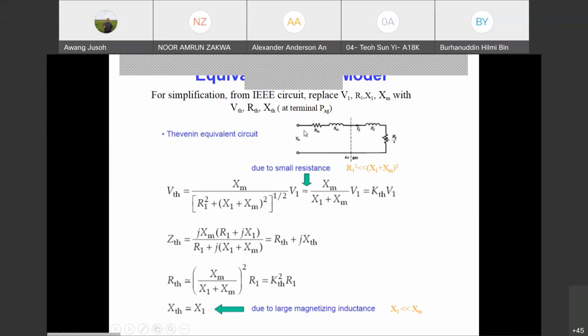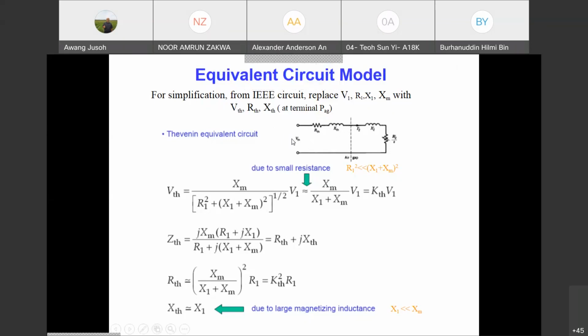Because efficiency needs P out over P in, where P in equals square root 3 V line I line, and I line equals I stator. So here you cannot find the stator current data. It is not possible to find the stator current there. You can only find the rotor current. That's my discussion, my knowledge to give to you. You need to have some sense, so that when you see the circuit, you know already: oh, this can be used, this one cannot be used like that.